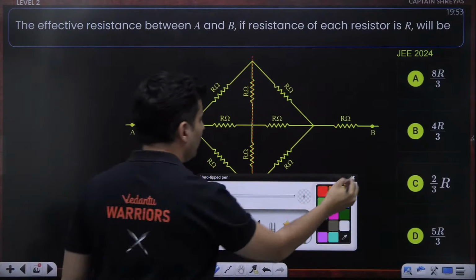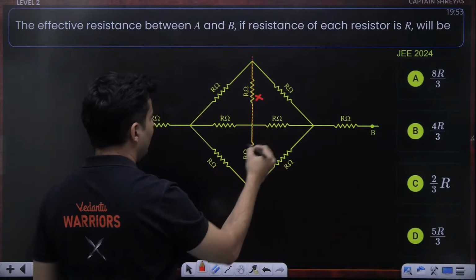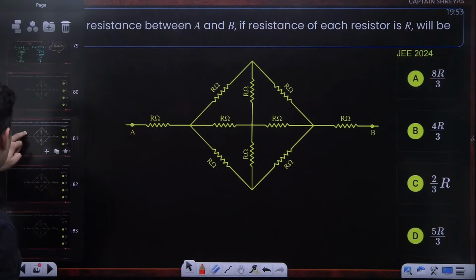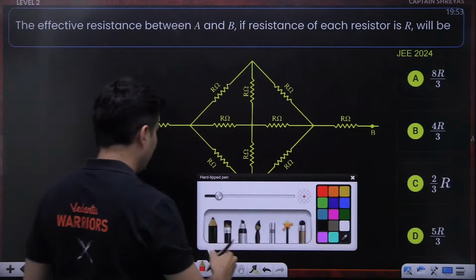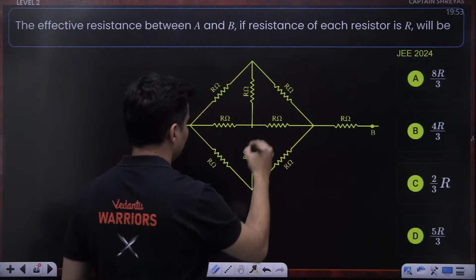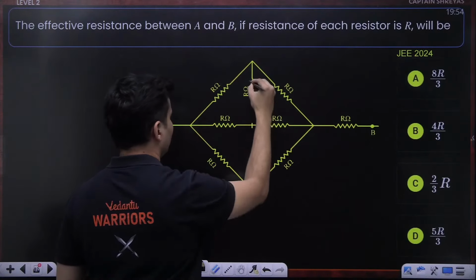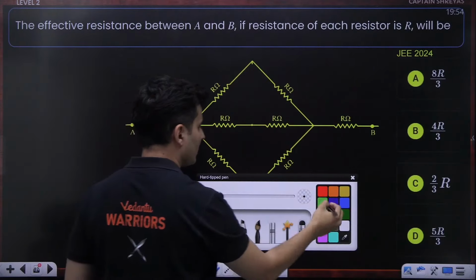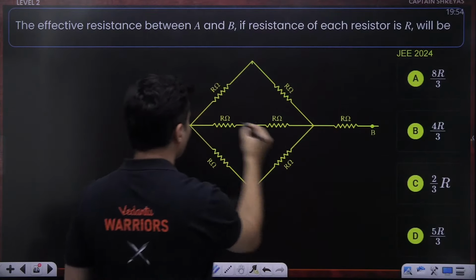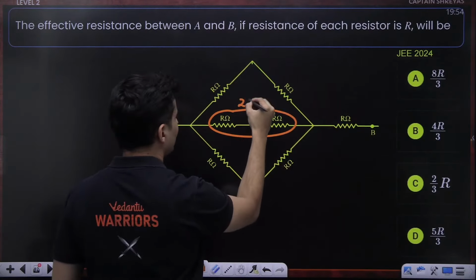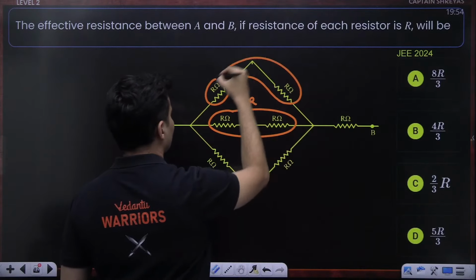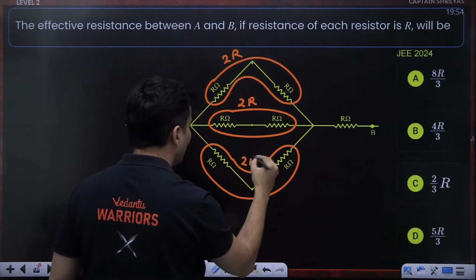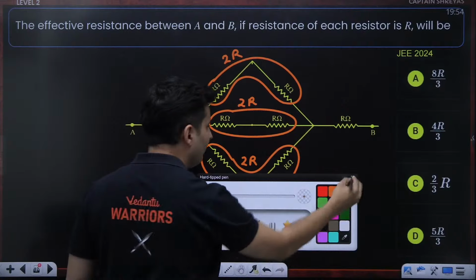So definitely we can ignore many things like this one as well as this one, this as well as this. So this problem looks much more simpler actually without them. It's very simple without it. These two are in series, so 2R. They are resistors. So in series, again 2R. These two also in series, again 2R. 2R, 2R, 2R are in parallel with each other.